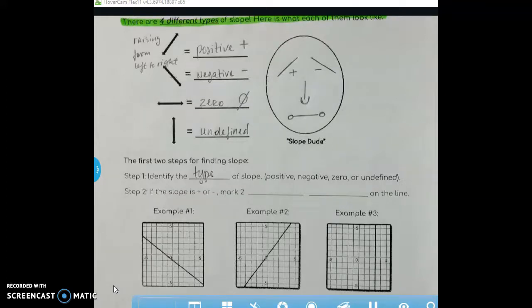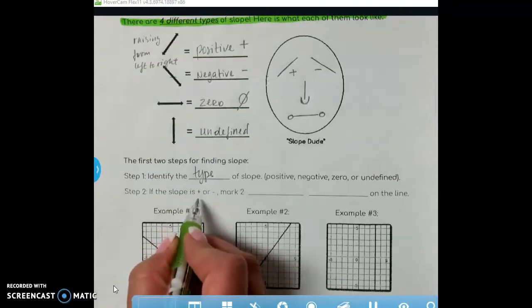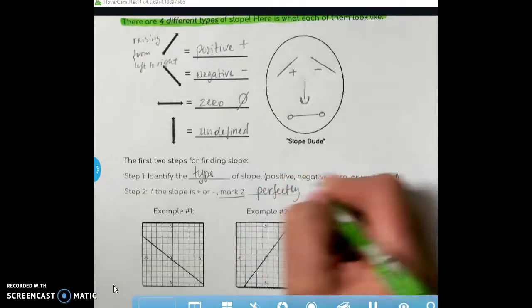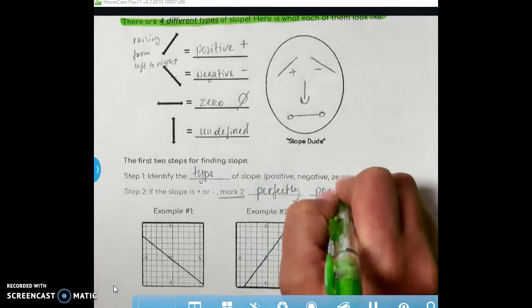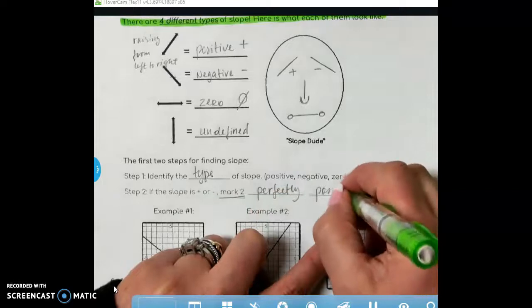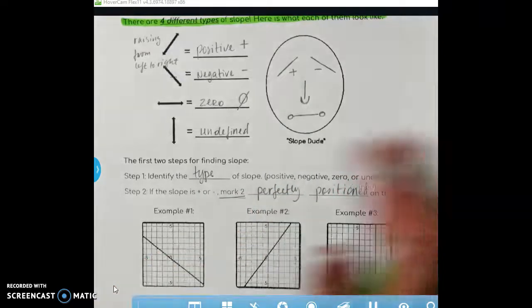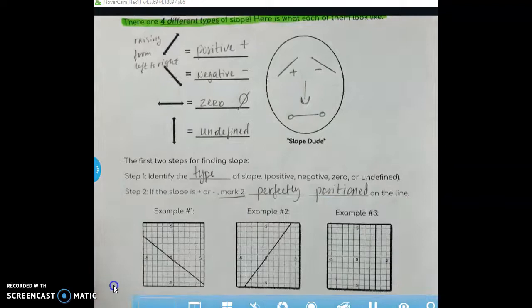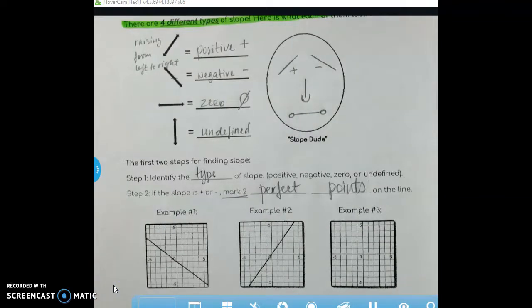So for our analysis, for our slopes, positive or negative slopes, we're always going to be choosing or marking two perfect points. I had to change it to perfect points, not perfectly positioned, because I'm not spelling it correctly. But these two perfect points, what in the world are those?